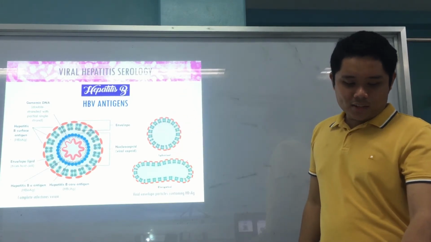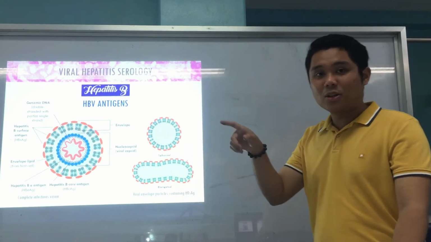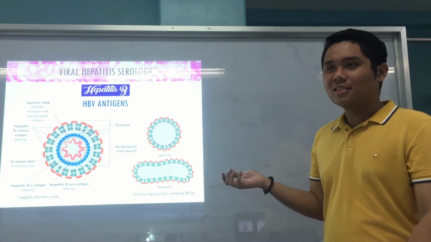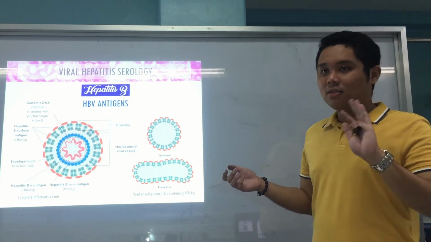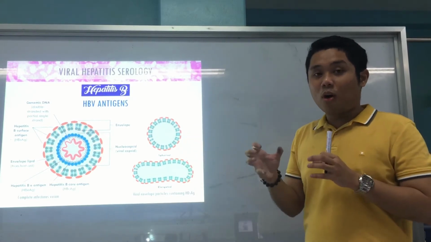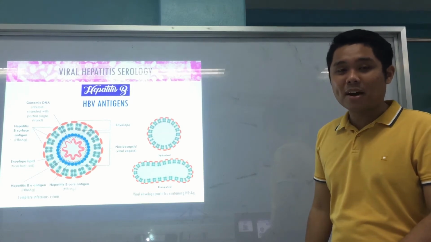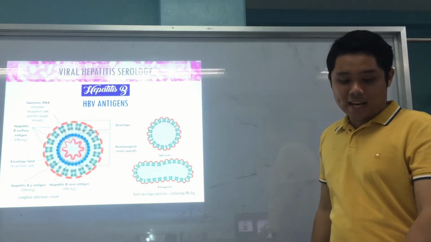Others may also have a tail. So, hepatitis B comes in many forms. But, nonetheless, your spherical, elongated forms, the forms that are empty inside, are not infectious. They are not complete virions. They cannot infect an individual.